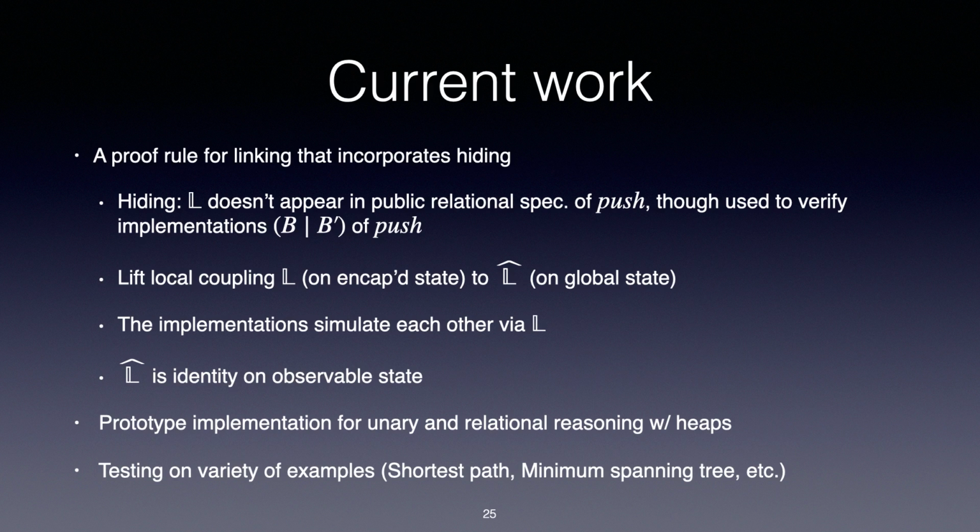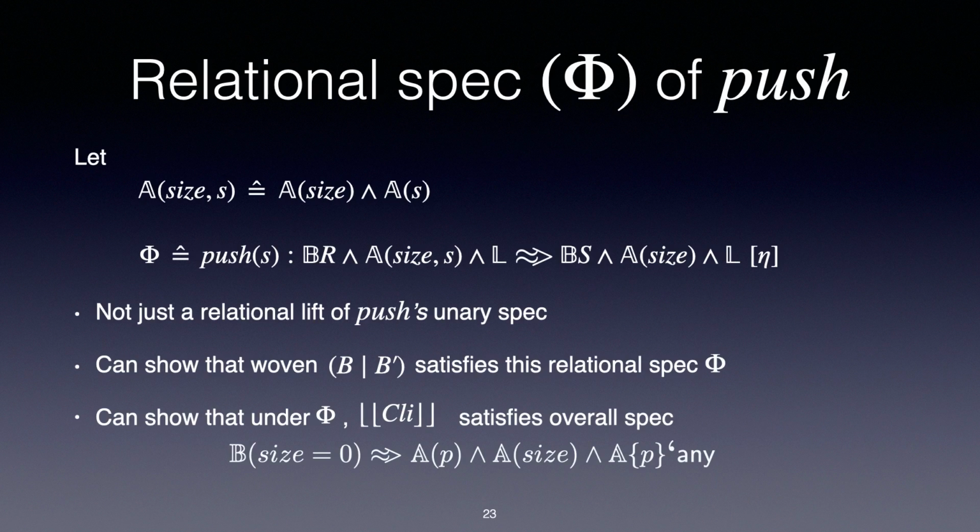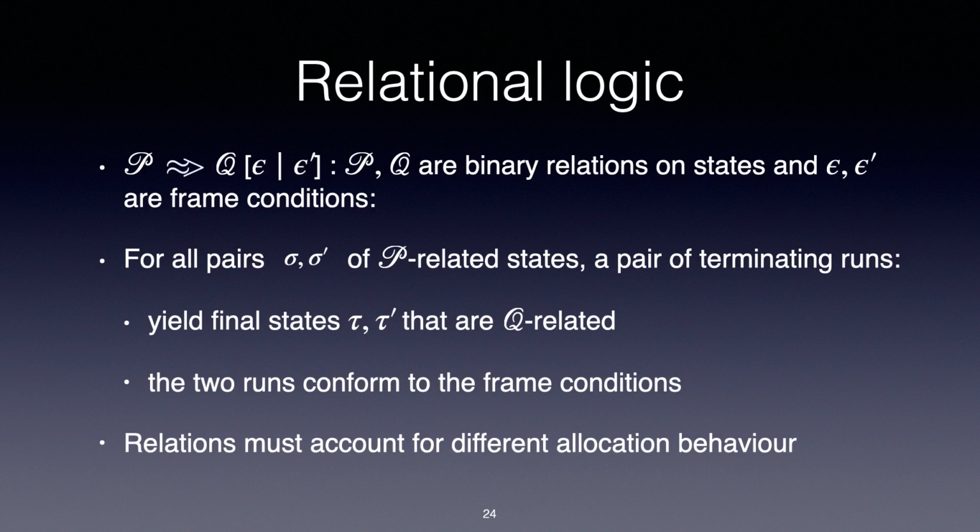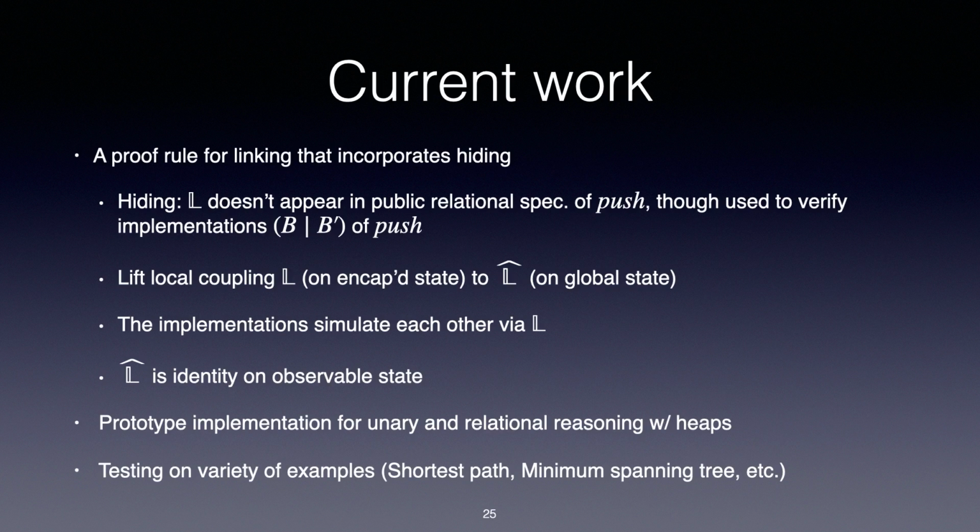And then we can lift this local coupling L, because this L is on encapsulated state, to L hat on global state. The implementations B and B dash simulate each other via L, and L hat is the identity on observable state. And that is what we observed in this example by this agreement on P, agreement on size, agreement on P image any. That is the observable state to the client, and there is agreement on that state. And that's why I say here L hat is identity on the observable state.